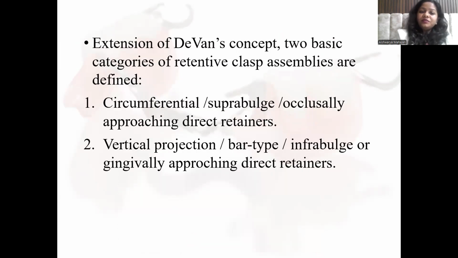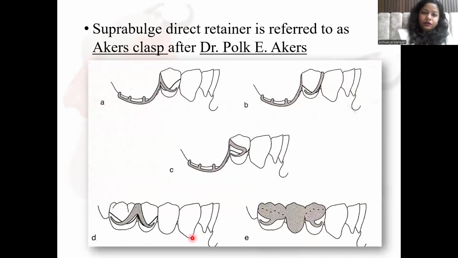Now, M.M. DeVan gave a concept where he classified these retentive clasp assemblies into two parts, that is, suprabulge clasp and infrabulge clasp. Suprabulge clasps are also known as circumferential or occlusally approaching direct retainers, whereas the infrabulge clasps are also known as vertical projection, bar type, or gingivally approaching direct retainers.